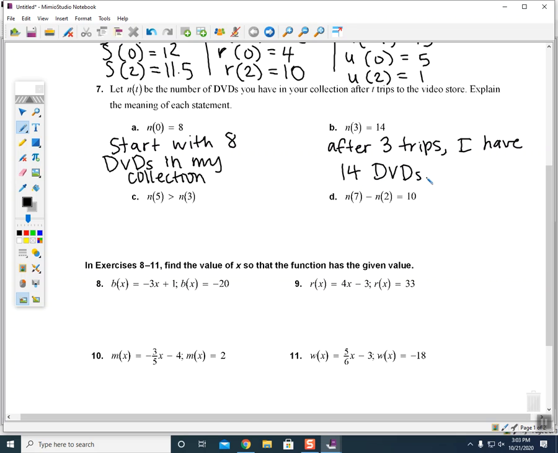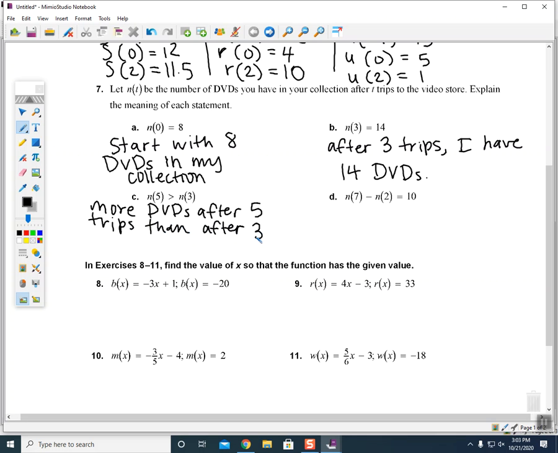Letter C, n of 5 is greater than n of 3. This one's pretty straightforward, right? I have more DVDs after 5 trips than after 3. That makes sense. I've gone more times, so I'm going to have more DVDs.